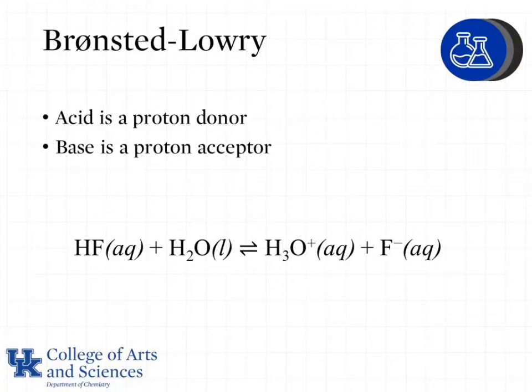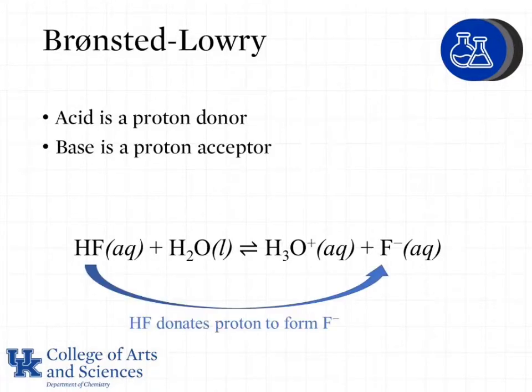In this case, an acid is a proton donor and a base is a proton acceptor. Remember that a proton is just an H+. HF donates a proton to form F-. Notice that we lost the hydrogen and we also lost a plus charge because we started at 0, so it's going to go down by 1, and we end up with F-. This is known as a conjugate acid-base pair. A conjugate acid-base pair always differs by a single proton.